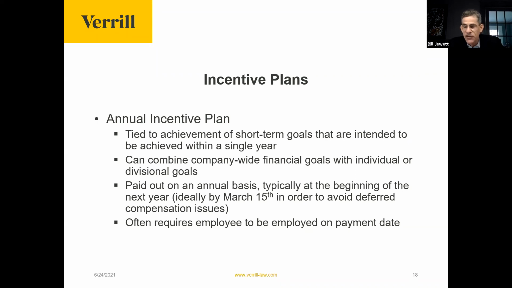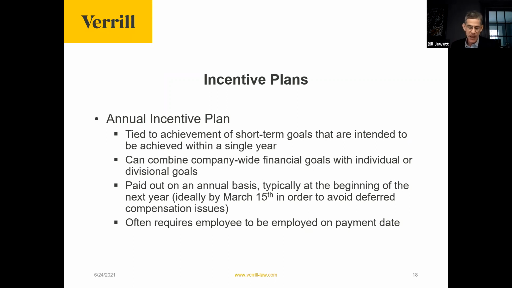Here, payment is tied to achievement of short-term goals intended to be achieved within a single year. The goals can combine company-wide financial goals, EBITDA goals, for example, stock price goals, with individual or divisional goals. So you might have personal goals be 40% of a division head's annual incentive target, and company or budgeting goals be 60% of the award. The CFO typically has 100% of his award determined based on company goals.